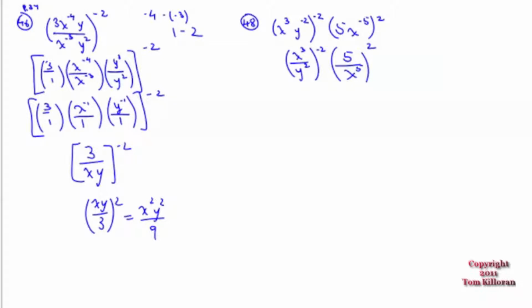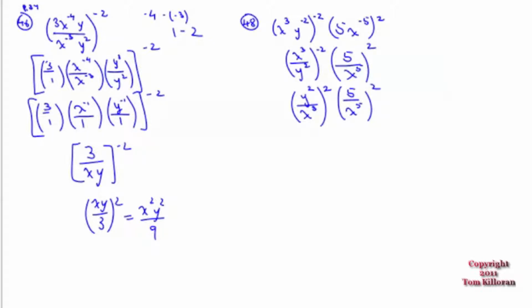What does this negative 2 on the first one do to the fraction? It takes a fraction and flips it. So y squared goes to the top and x cubed goes to the bottom. And the exponent is going to change to a positive. So instead of negative 2, now it is positive 2. And then leave the other one alone: 5 over x to the 5th, raised to the 2nd.